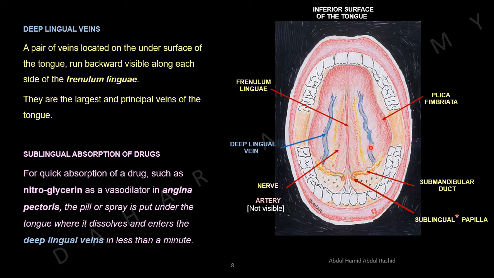These are a pair of deep lingual veins which are located on the undersurface of the tongue, running backwards, visible along each side of the frenulum linguae. They are the largest and principal veins of the tongue.